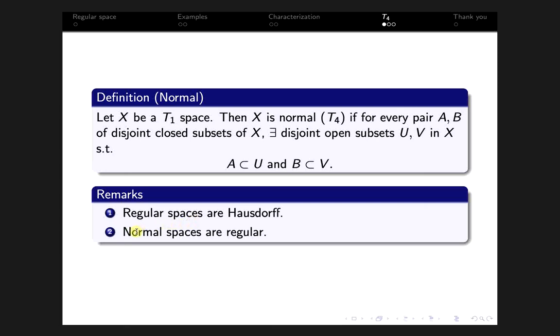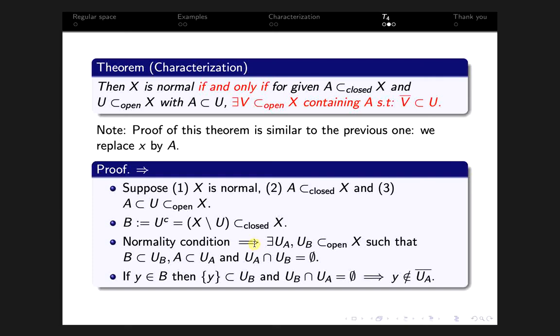Now, similarly, X is normal implies X is regular. Basically, in this case you can take one of A and B, suppose A is a singleton set. So in the particular case when A is a singleton set, that coincides with the definition of a regular space. So every normal space is regular also. So normality is stronger than regularity. T4 is stronger than T3.